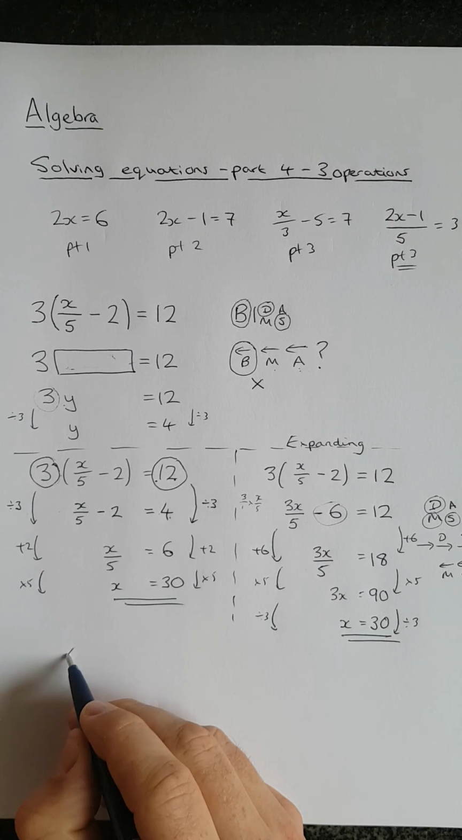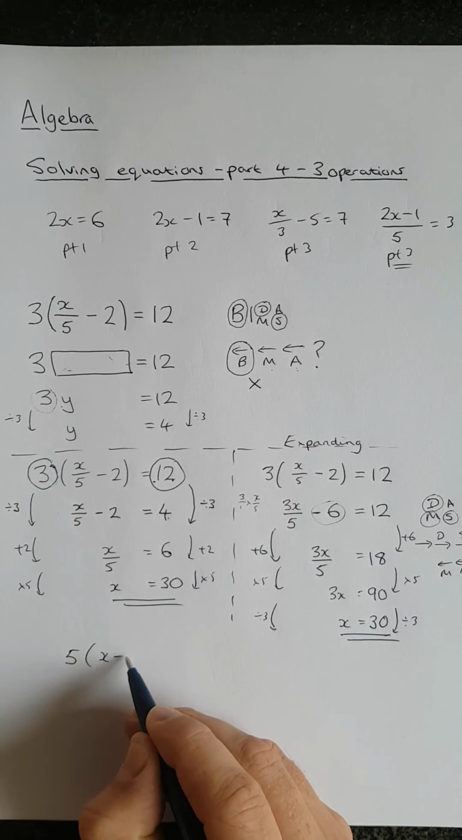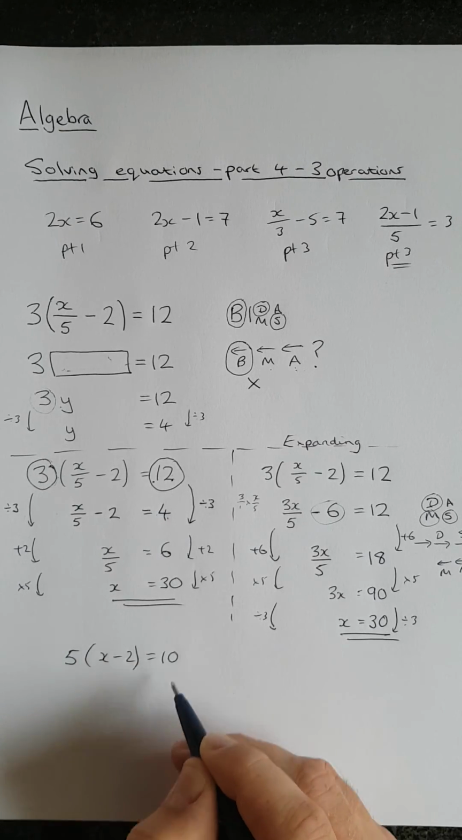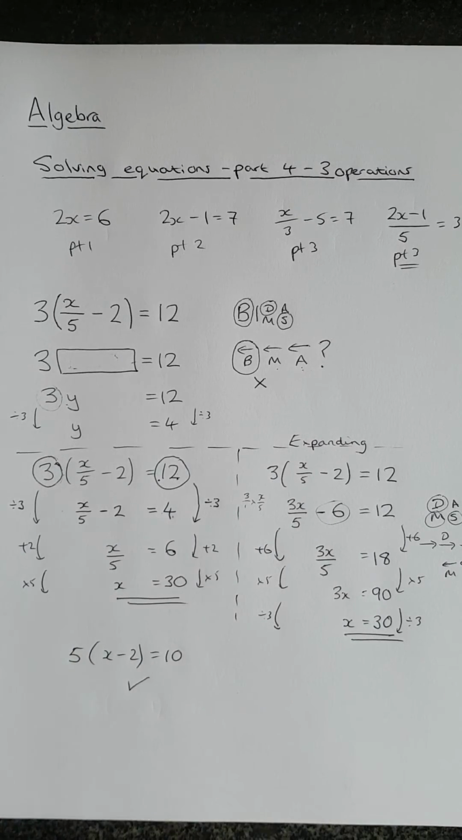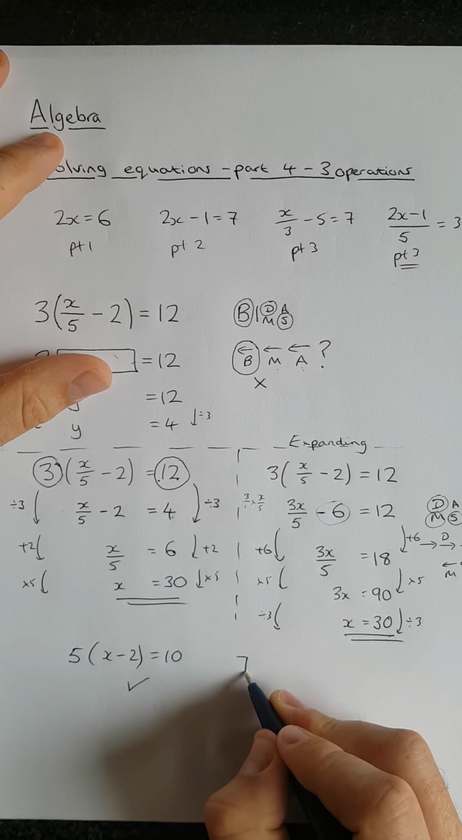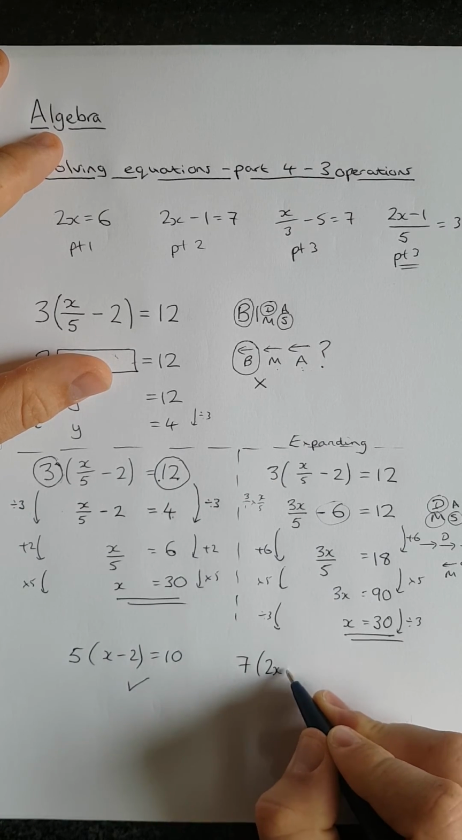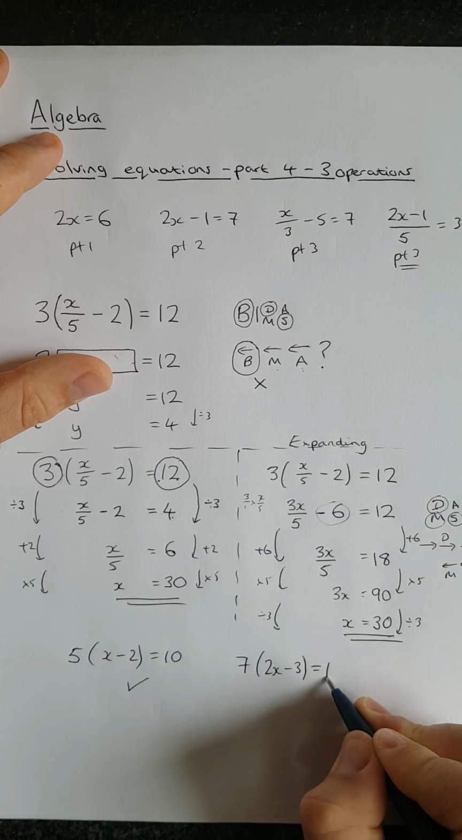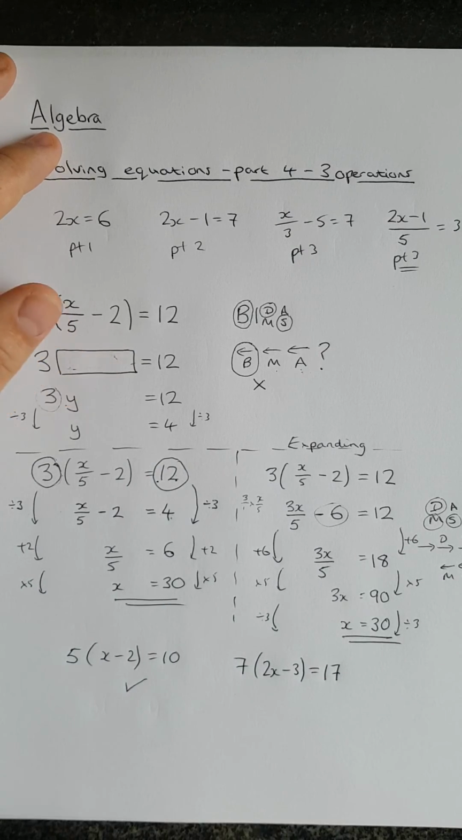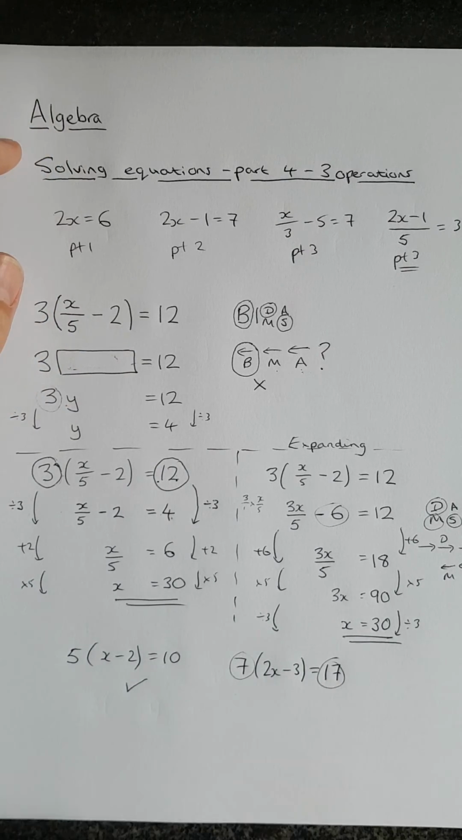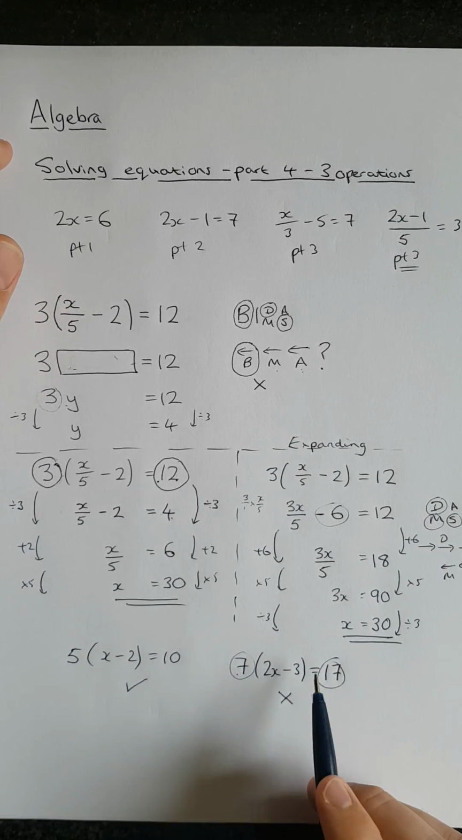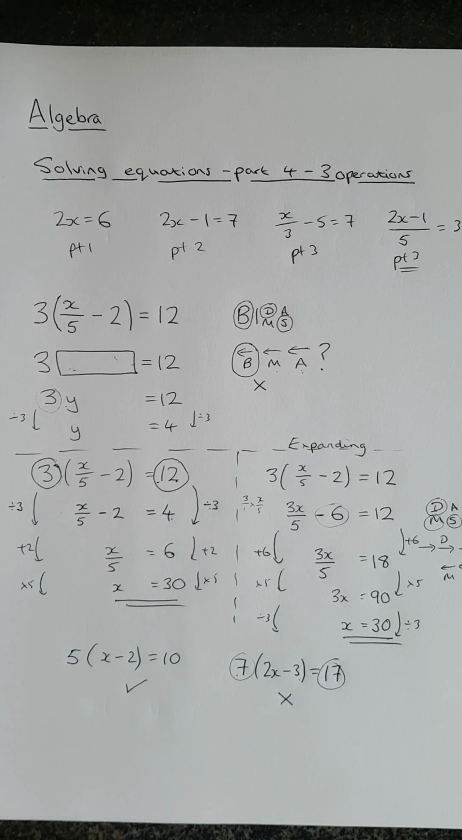So, 5 lots of x minus 2 equals 10 is good. 7 lots of 2x minus 3 equals 17. Well, 7 isn't in the 17 times tables. That's going to be bad. Then we might consider this method.